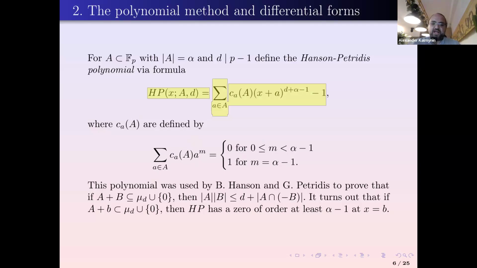This polynomial was used by Hansen and Petridis to prove that if A plus B lies in the subgroup together with 0, then we have the following inequality: the size of A times the size of B is at most D plus the size of the intersection of A and minus B. It turns out that if A plus some element B lies in the subgroup with 0, then this polynomial has a 0 of order at least alpha minus 1 at x equals B. And if we exclude 0, then the order of 0 becomes at least alpha.